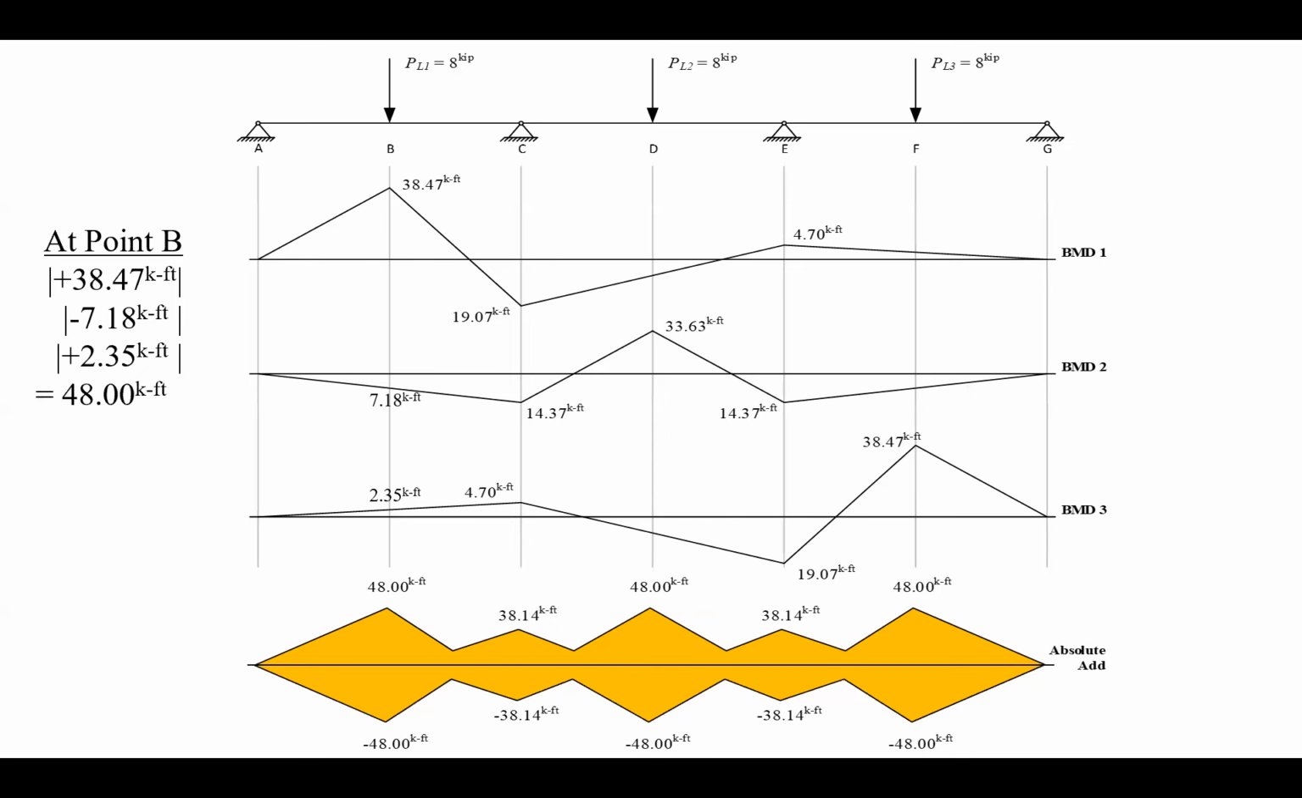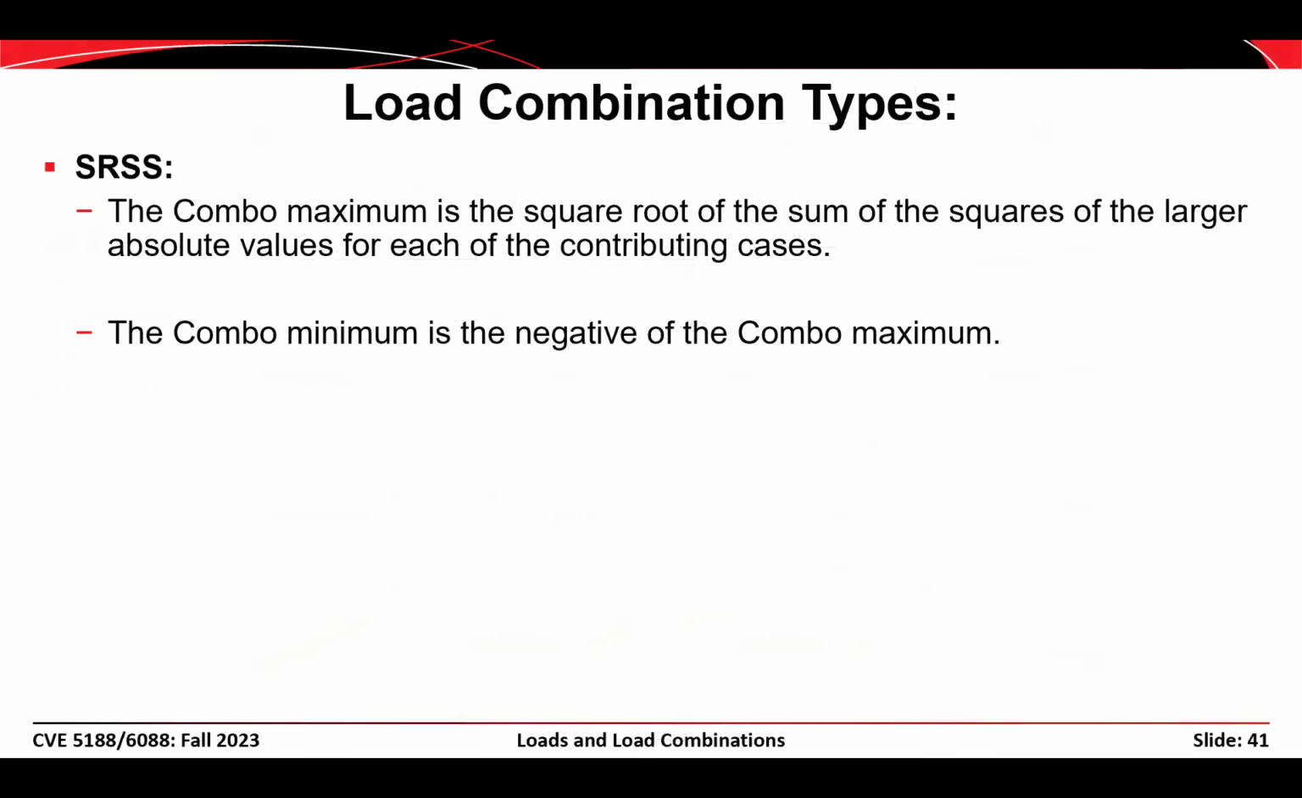So I haven't used this, but know that it is available to you and maybe you'll find it to be useful in some case. All right. Then the last one is also one that I don't use often, but I understand where it would come into play. And this is the SRSS, or the square root of the sum of the squares. And so this combination gives you basically the square root of the sum of the squares of what you put into it.